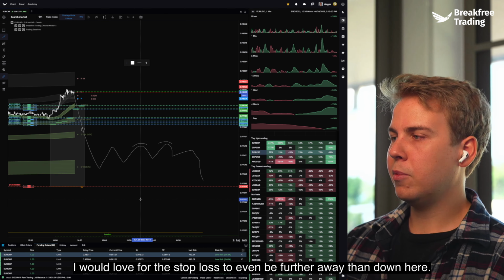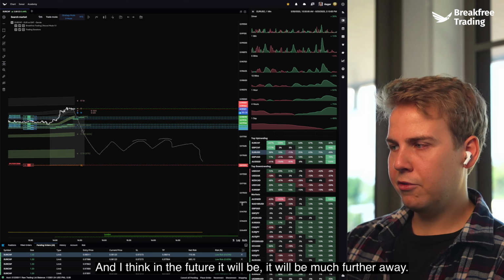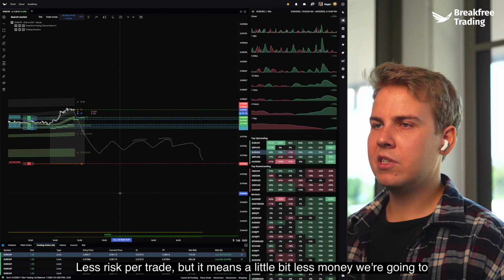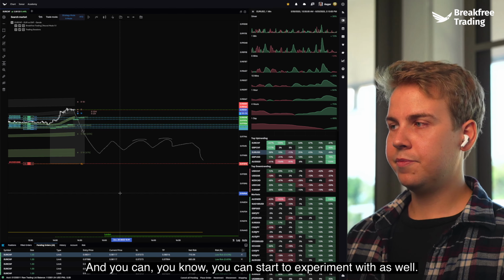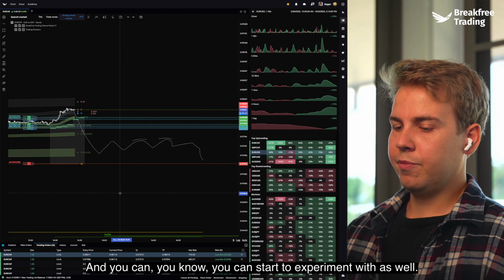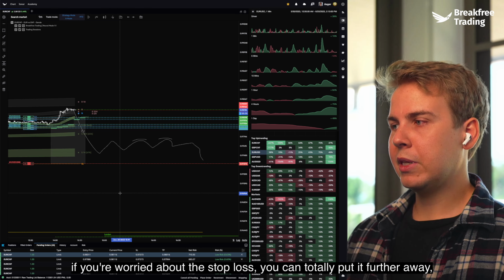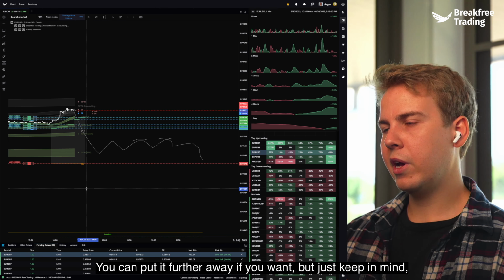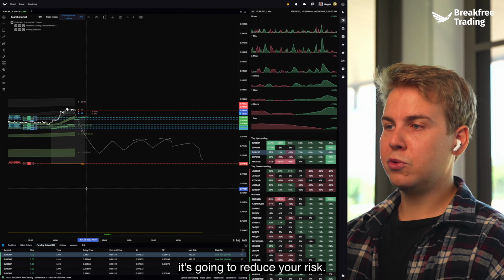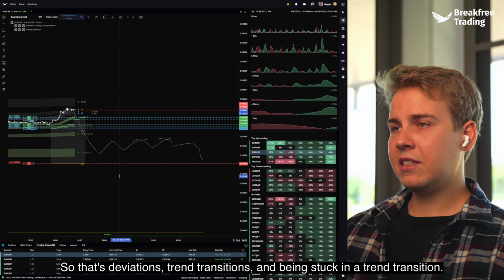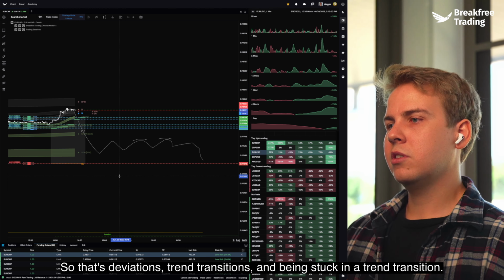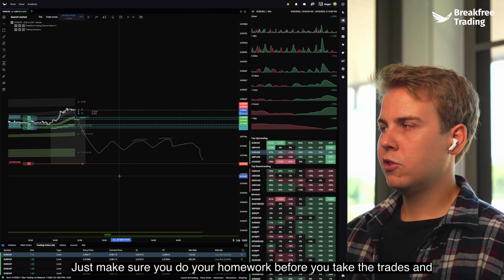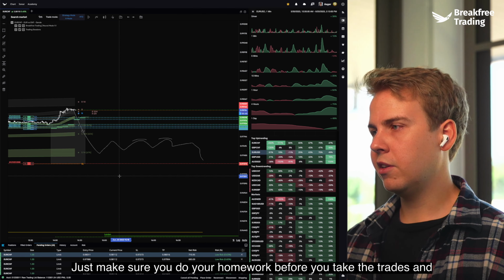I would love for the stop loss to even be further away than down here, and I think in the future it will be much further away. Less risk per trade, but it means a little bit less money we're going to make, but we'll be much safer. And you can start to experiment with that as well. If you're worried about the stop loss, you can totally put it further away, but this is the minimum distance. Just keep in mind it's going to reduce your risk. So that's deviations, trend transitions, and being stuck in a trend transition, okay? Don't worry too much about it. Just make sure you do your homework before you take the trades, and it's not really going to happen.